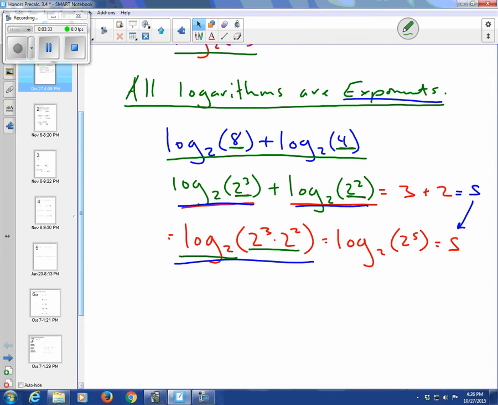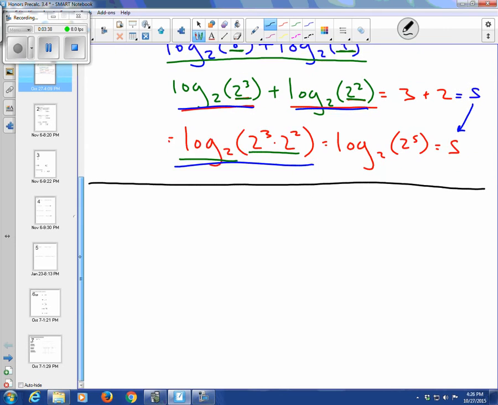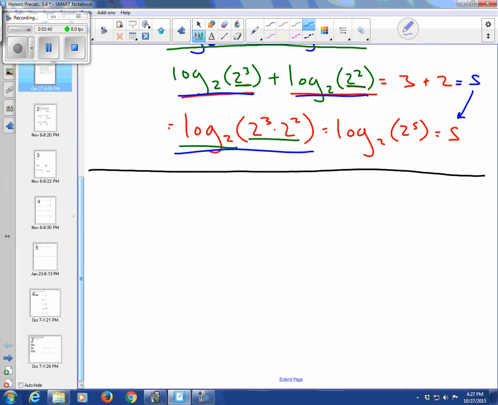Now let's talk about what it means to subtract two logarithms. So let's say we've got log base 2 of 8 minus log base 2 of 4, right? Well, this is a negative logarithm. A logarithm is an exponent, so a negative logarithm, or a subtraction of a logarithm, is going to be a negative exponent, and a negative exponent actually is a division, right?